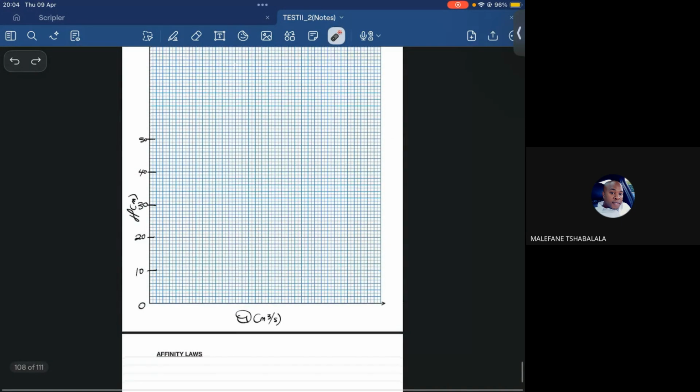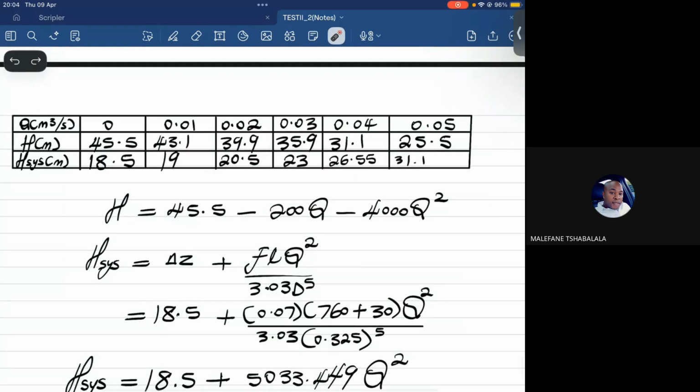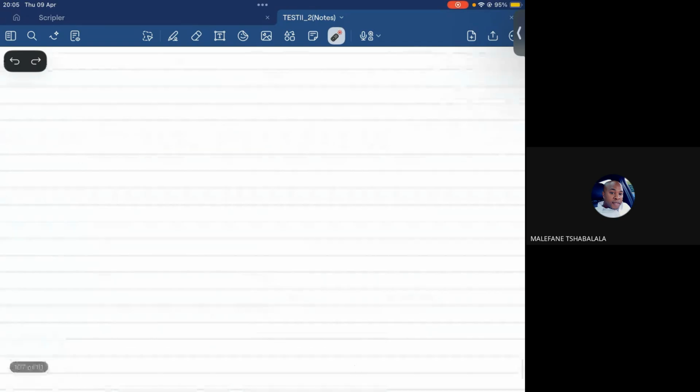Then let's go back to that table and have a look at our volumetric flow rate readings. You can see that the minimum reading is 0 and the maximum one is 0.05. Even here, let's use an equidistant scale of 0.01. Even here, let's have 5 minor vertical grid lines between the major vertical grid lines.